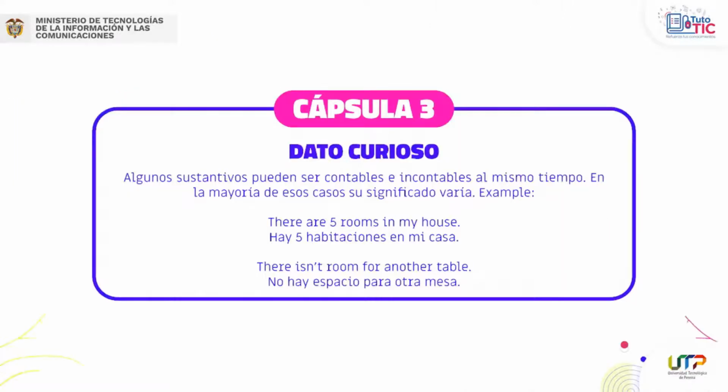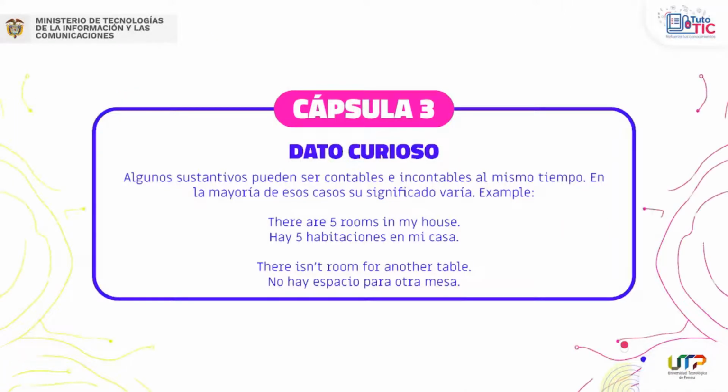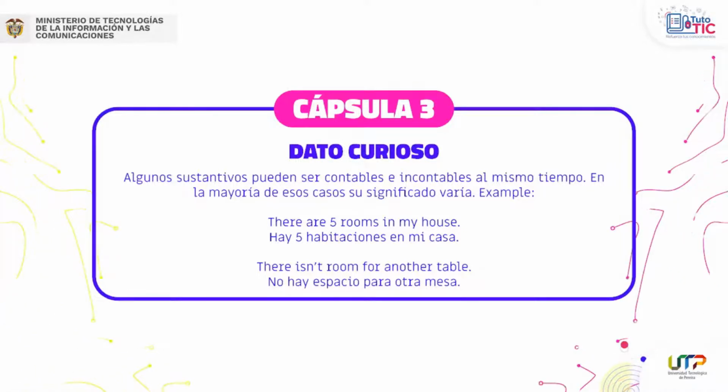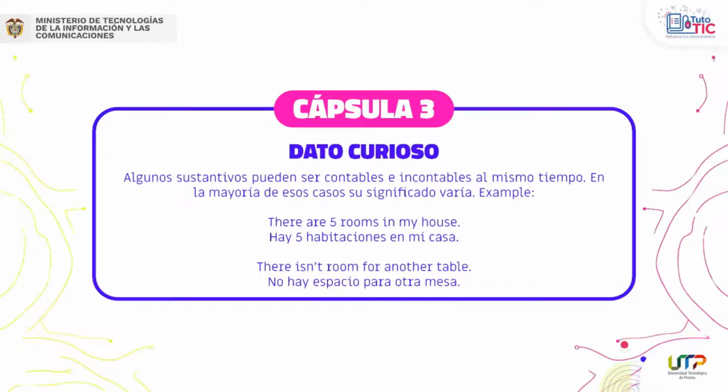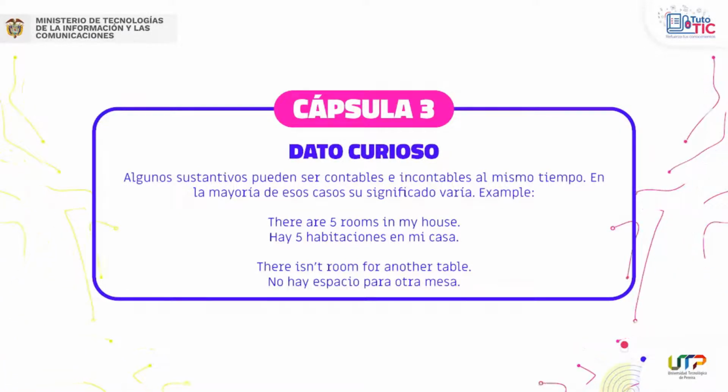Algunos sustantivos pueden ser contables e incontables al mismo tiempo. En la mayoría de esos casos, su significado varía. Example: There are 5 rooms in my house. Hay 5 habitaciones en mi casa. There isn't room for another table. No hay espacio para otra mesa.